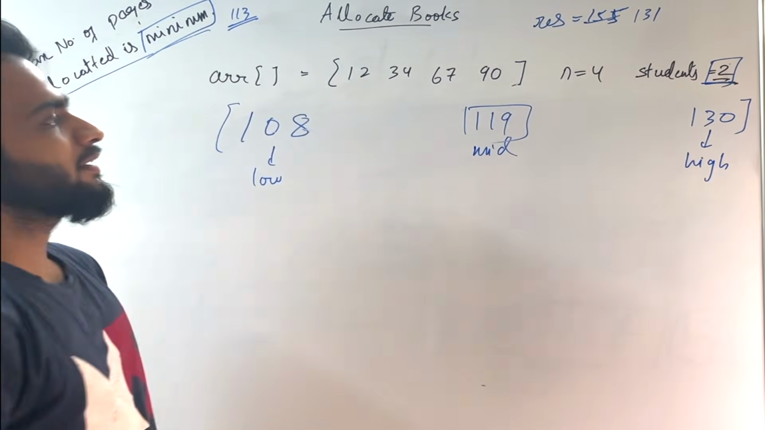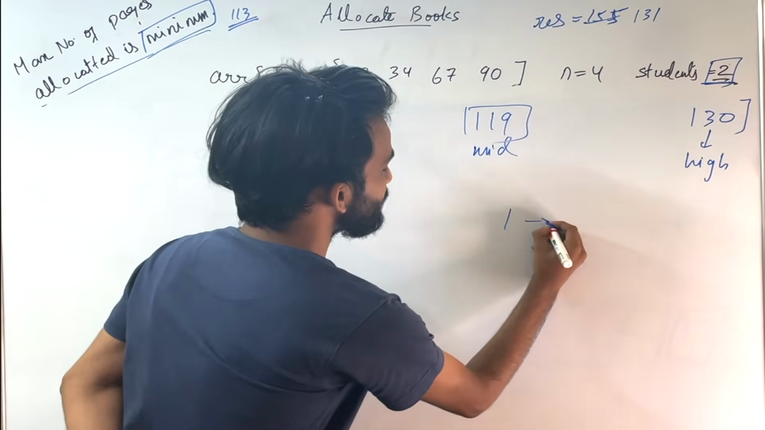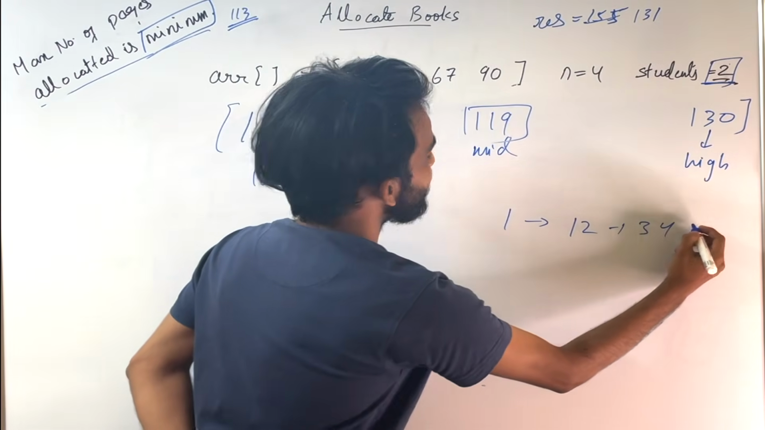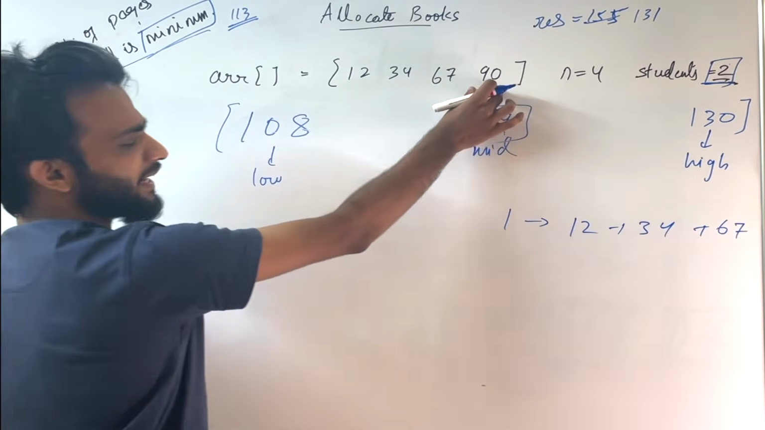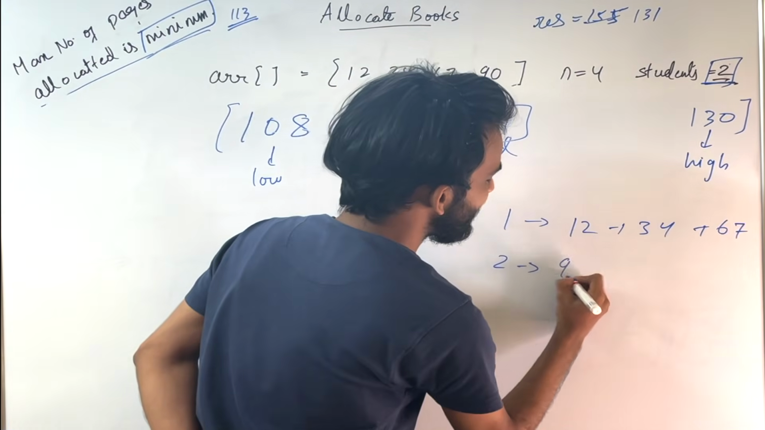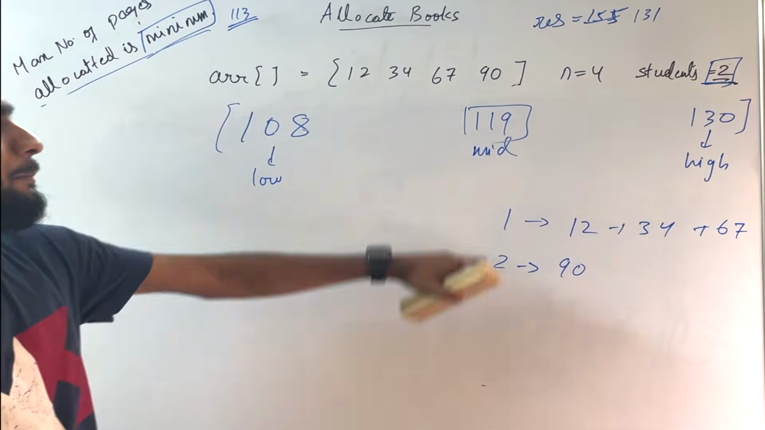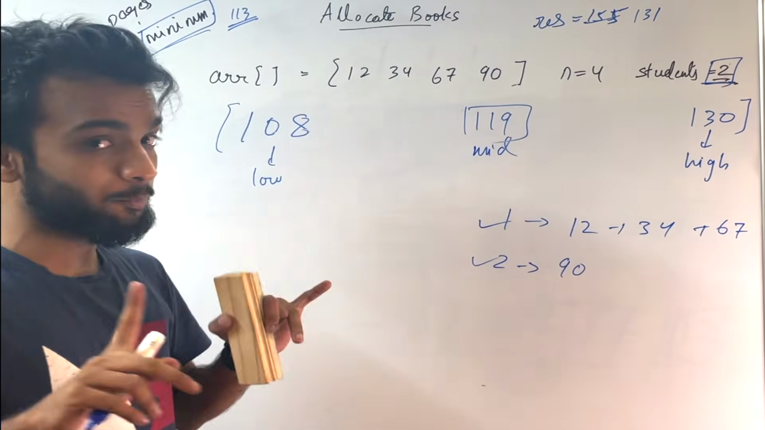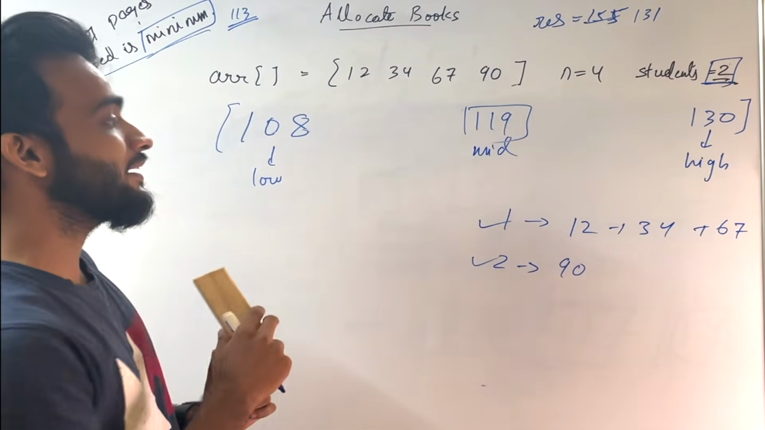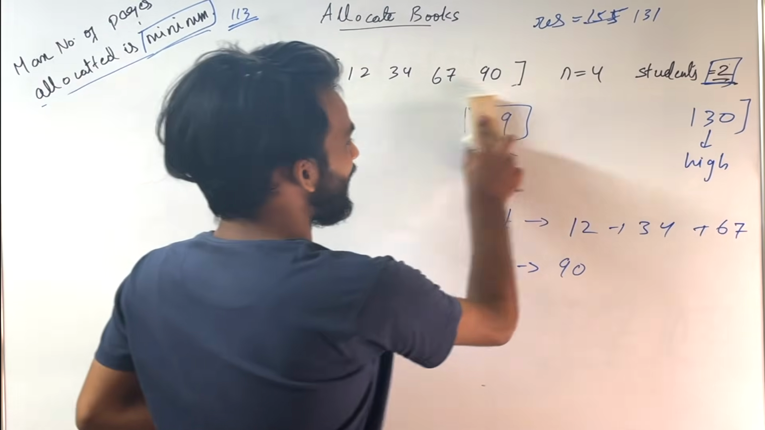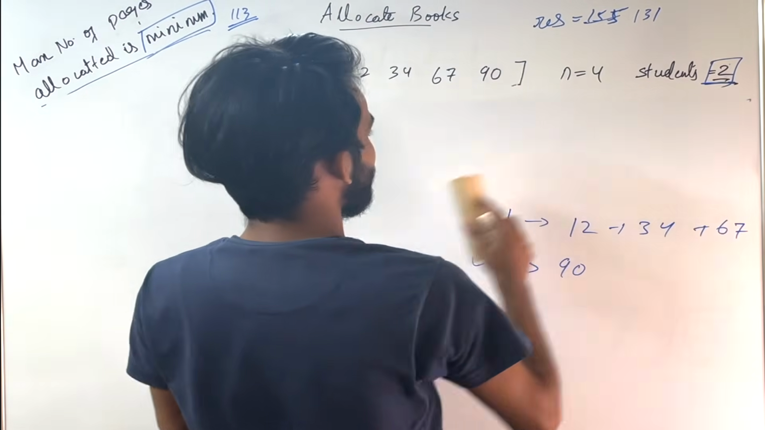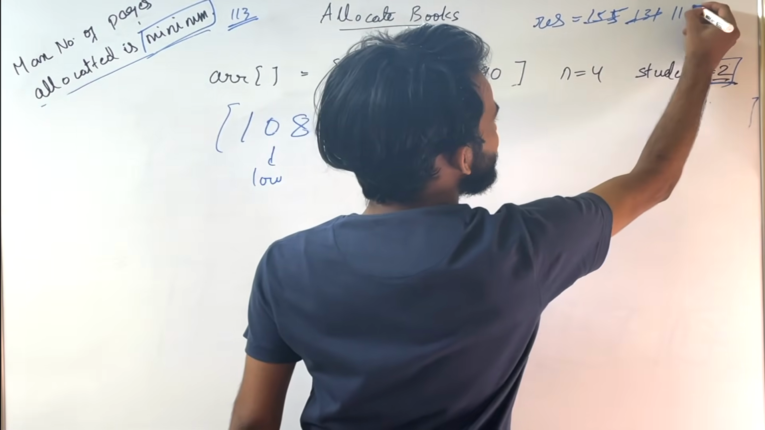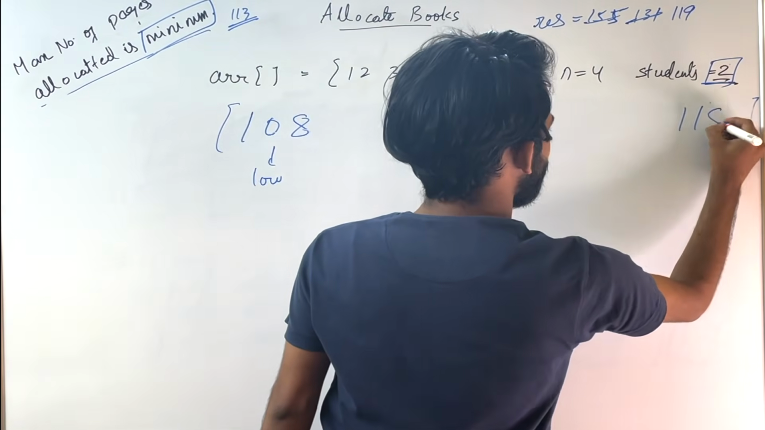Let's keep this as a barrier and try to distribute. The first student will get the 12, then the 34, then the 67, and the moment it tries to take 90, it cannot. So the second student will definitely take 90. Again, by keeping 119, I could distribute to not more than 2 students. So this is a very valid barrier. So I'll reduce the search space this time to 108 to 118. Since I figured out the answer at 119, I'll write it over here and the search space will reduce to this much.